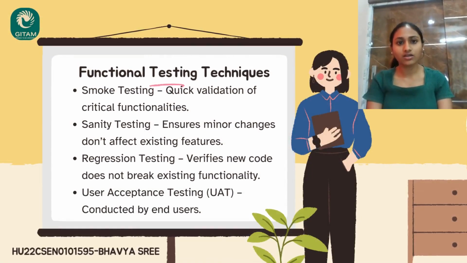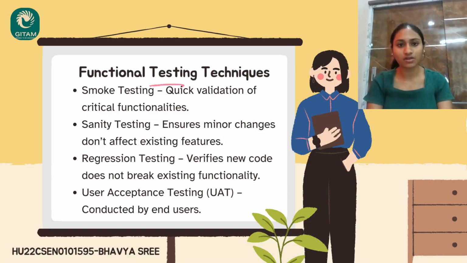Functional testing techniques. Now, let us talk about some key techniques used in functional testing. Functional testing is not just about running cases. It's about choosing the right approach for different scenarios. The first one is smoke testing. Think of this as a quick health check for your application. Before diving deep into the testing, we run some smoke tests to check if the critical functionalities are working or not. If they fail, we stop and fix them before proceeding further.